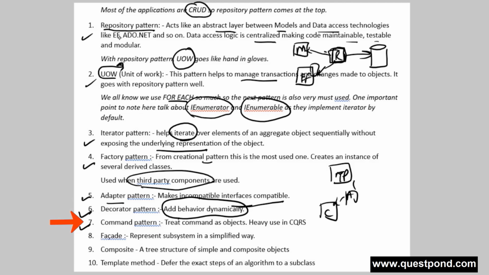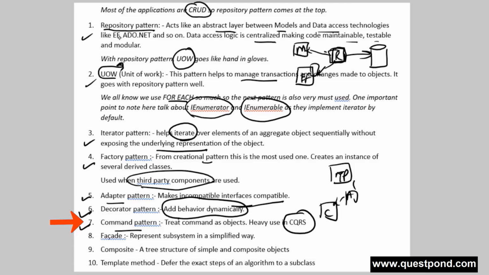The seventh one is the command pattern. With CQRS coming into picture, we'll talk about CQRS in the later videos. If you look at CQRS, the base of CQRS is command pattern, okay? Specifically, if you're doing MVVM also, there you will see ICommand. Whenever you see that ICommand, it is one of the signs saying that it implements command pattern. In command pattern, what happens is you treat a command as a class or object.